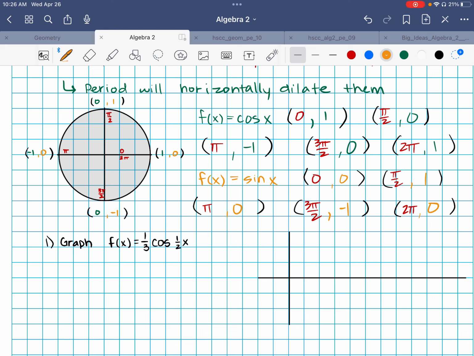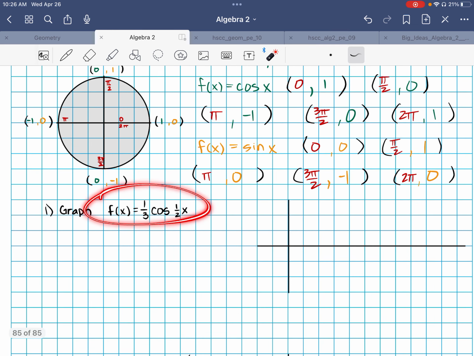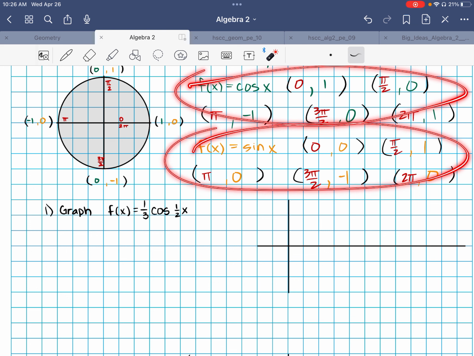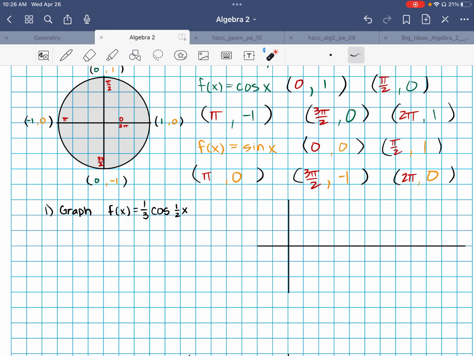Now, what this does is it sets up our 5 key points that we're looking for when we're graphing these functions. Now, we're going to take these key points and we're going to transform them. We're going to dilate them depending on what the values are. So we're going to either dilate the cosine function if it's a cosine problem, or the sine function if it's a sine problem. Take a look at number 1. So number 1, we're being asked to graph f of x equals 1/3 cosine 1/2 x. So the question that I would be asking is, well, which do I use? Do I use the green one or do I use the yellow one? We're going to go ahead and use the green one.